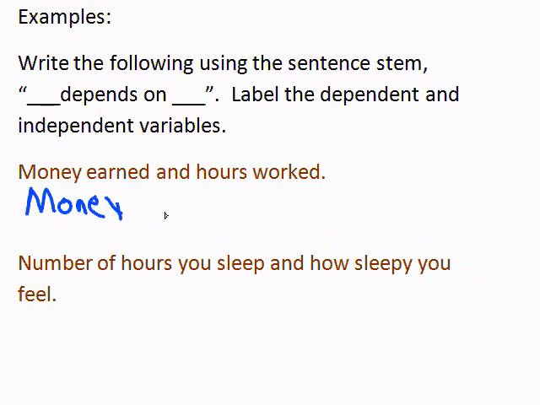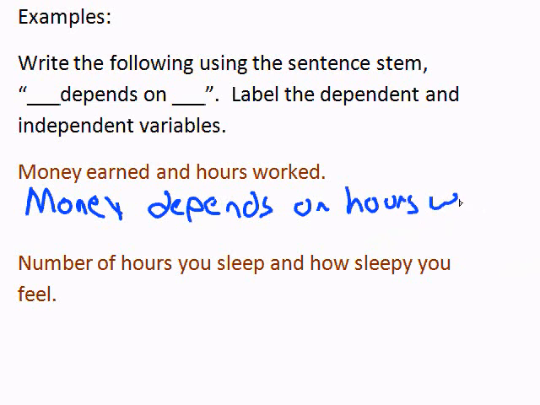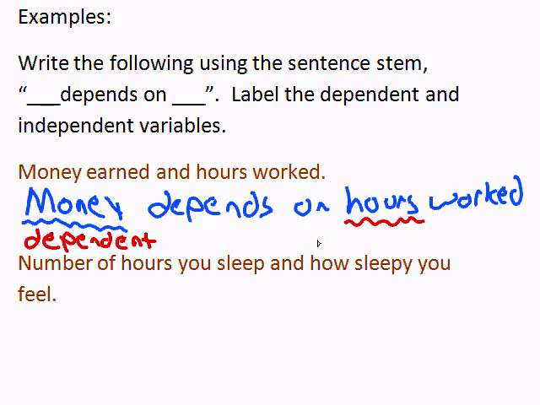and I'm going to shorten it, money depends on hours worked. Why? Because you earn more money if you work more. So the amount you work affects or changes the amount of money you actually get. So since money depends on something, that means money is the dependent variable. The number of hours worked then would be independent.